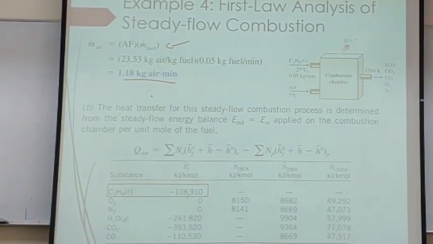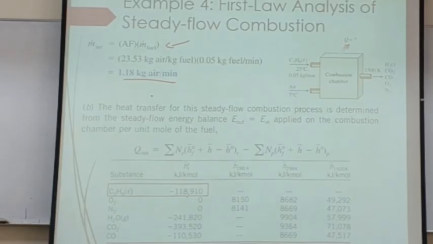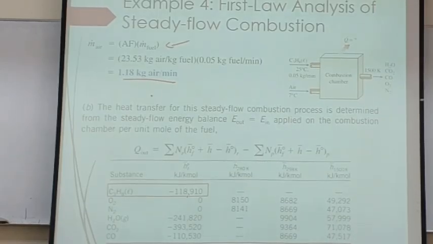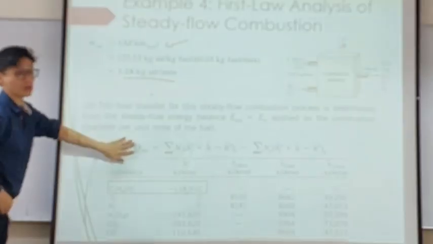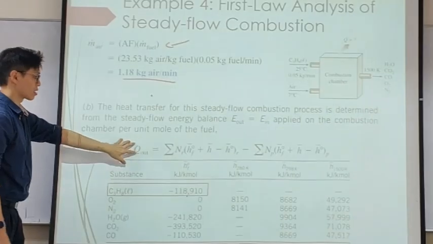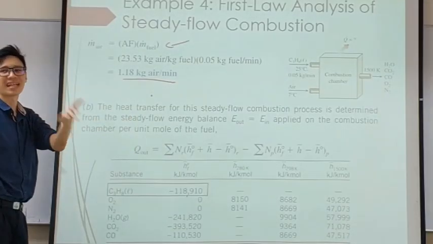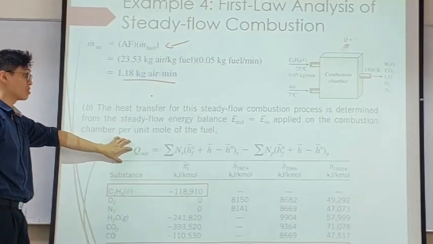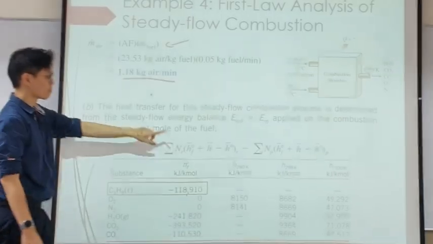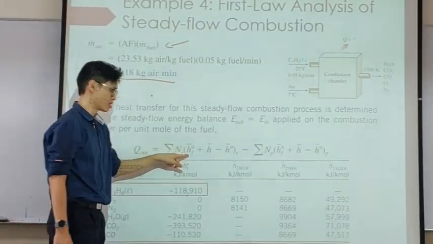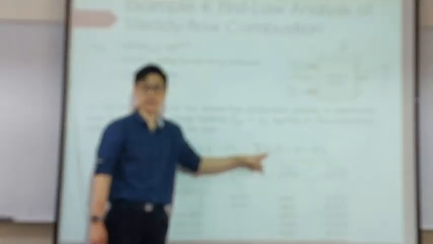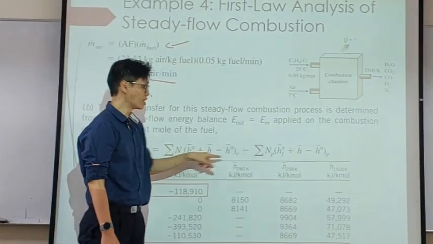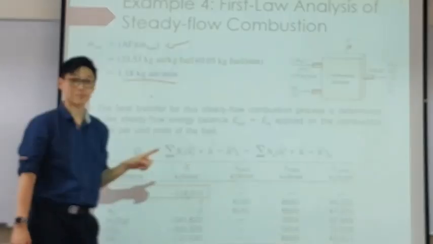Okay, so B, the heat transfer for this steady flow combustion process. So we need to calculate how much Q out is in this case. So we need to apply this equation that was shown just now. So the equation just now, sorry, not just now, yesterday. So we showed you that we actually need to have this equation to calculate the enthalpy change physically. This one is from the chemical reaction. So the formation one is the chemical reaction, while this one is based on the change in the state.